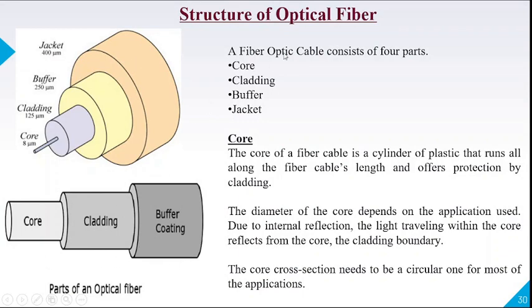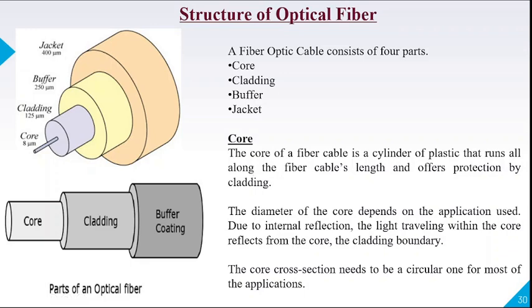Now optical fiber cable consists of 4 parts: core, cladding, buffer and jacket. As in this figure, here you can see this is a core, cladding, buffer and jacket. The diameter of core is 8 micrometer, cladding diameter is 125 micrometer, buffer diameter is 250 micrometer. Now let us see one by one.